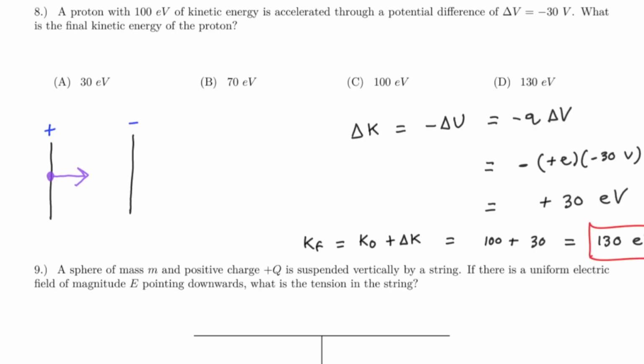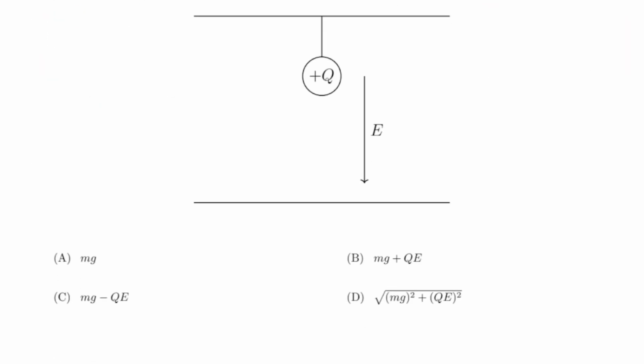And notice that's the only answer greater than 100. So we could have actually solved that without doing the math. Because if you realize that positive charges accelerate to lower potentials, you could see that this would be a speed up. And speed up means gain kinetic energy, and there's only one that's a gain. If this particle was an electron, well, it would have a negative delta K. So this is the answer for an electron. And of course, 30 eVs was just the delta K.